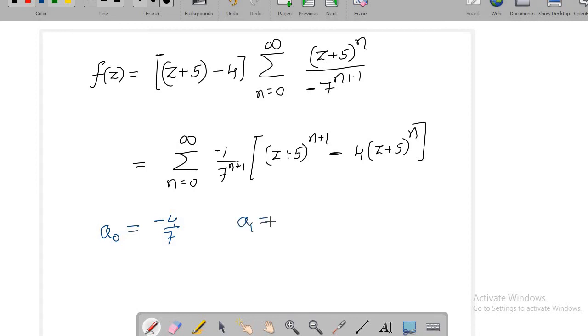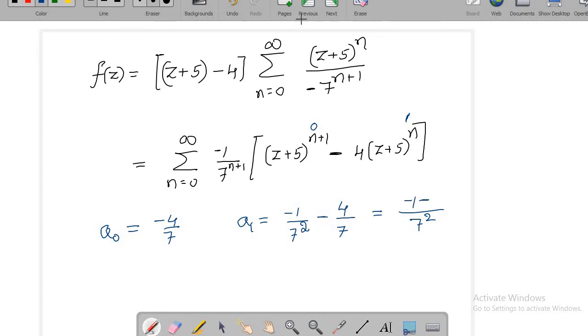And if you want a1, that is the coefficient of z plus 5, and z plus 5 will be obtained when you plug in 1 here. So the coefficient for this is negative 1 by 7 square, whereas this you get when we substitute n equal to 1, so negative 4 by 7. Now you take LCM. The LCM is nothing but 7 square. Now this is negative 1 minus, it seems we got something wrong.